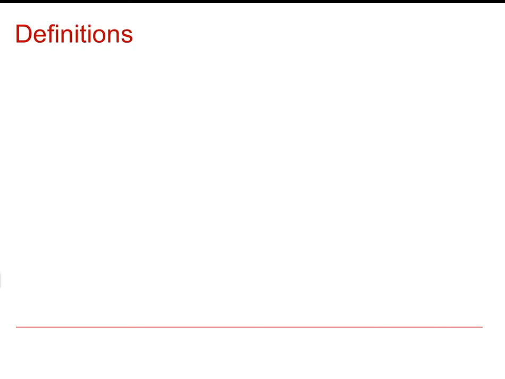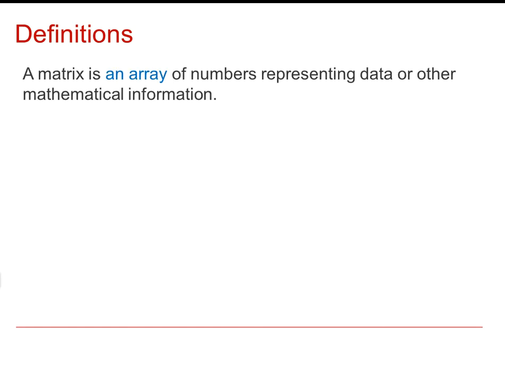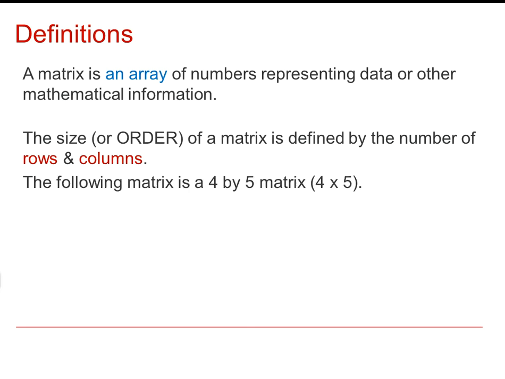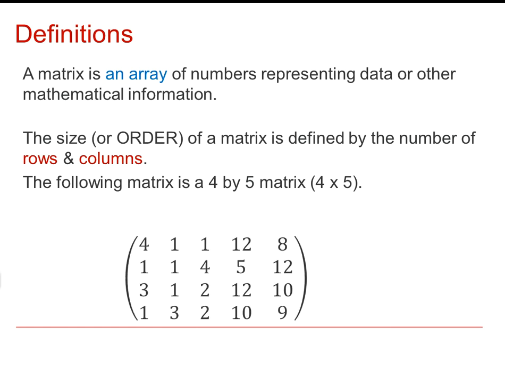Firstly, we need to define what we mean by a matrix. It's simply an array of numbers which could represent data or other mathematical information. The size of a matrix, or the order, is the number of rows and columns. So we talk about, for example, a 4 by 5 matrix. So this matrix here is a 4 by 5 because you can see it's got 4 rows and 5 columns.